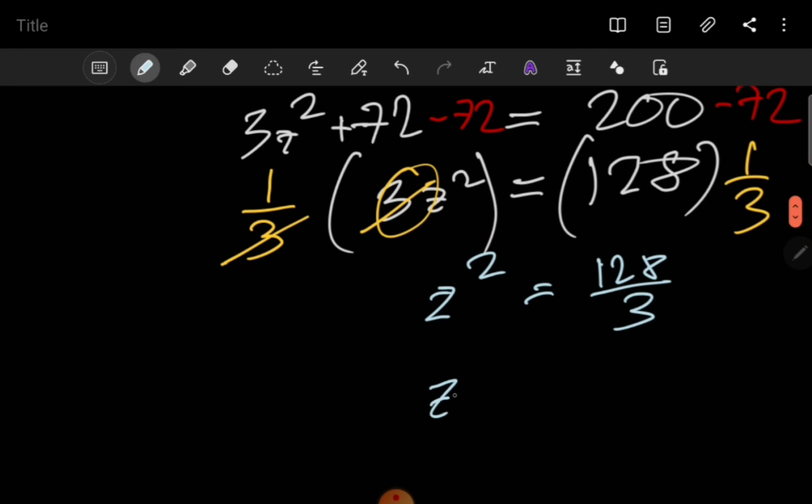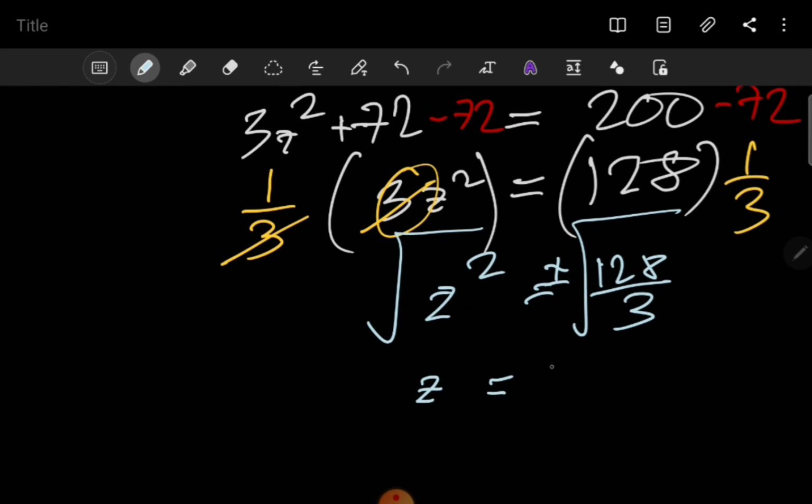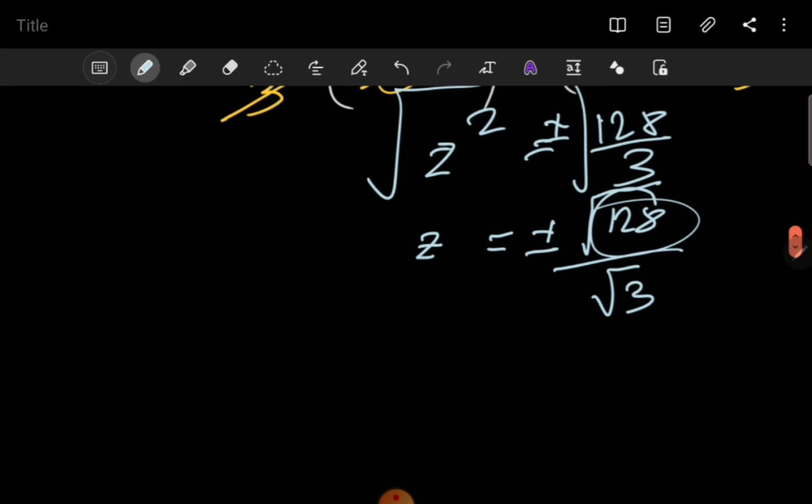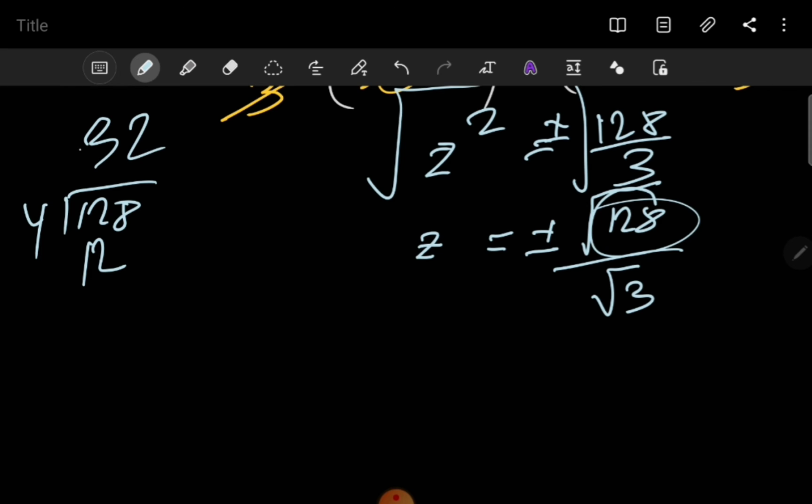Next, z squared. We will just square root both sides, and we have z equals positive or negative the square root of 128 over the square root of 3. Now, let us check if 128 has a factor that is a perfect square. Let us try 4. 128 divided by 4 is 32.